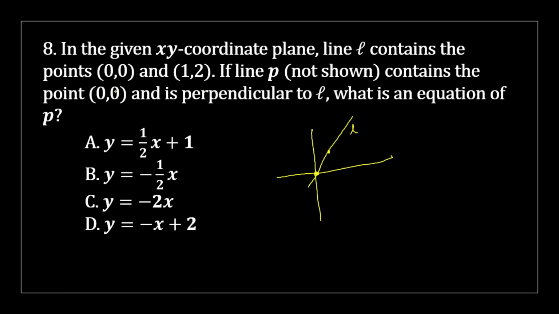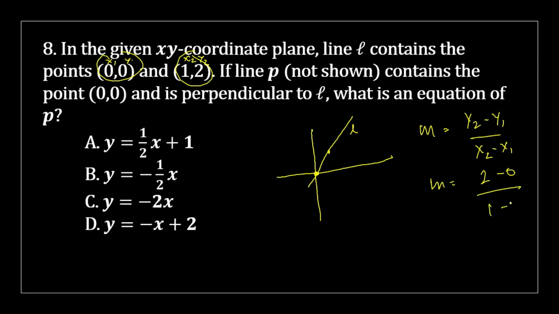So line L has 2 points, (0, 0) and (1, 2). The slope is equal to y sub 2 minus y sub 1 over x sub 2 minus x sub 1. So let's say that this is our x1, y1, x2, y2. So we have the slope of 2 minus 0 over 1 minus 0. So the slope of line L is 2. So what is the negative reciprocal of this? The reciprocal of 2 is 1 half, and we just put negative here. So the slope of line P is negative 1 half.